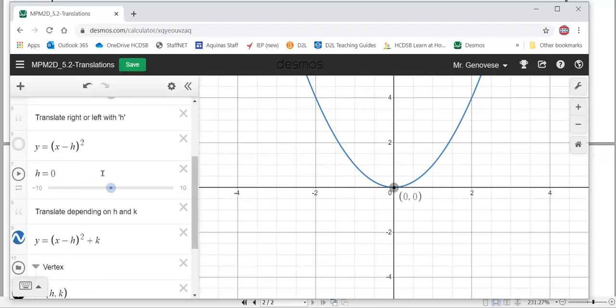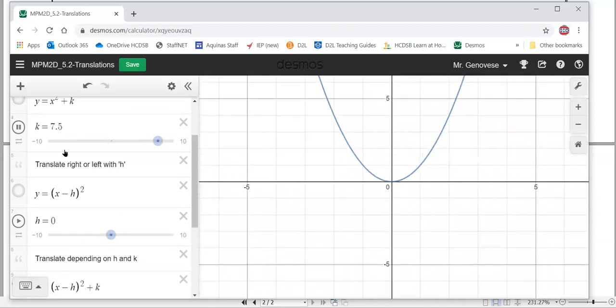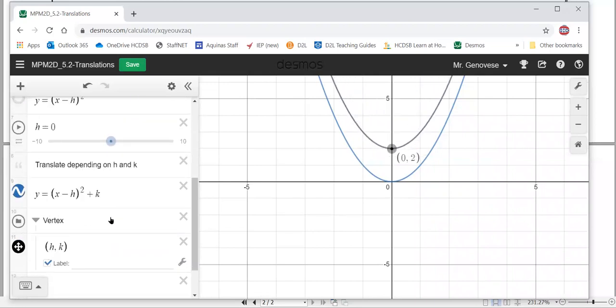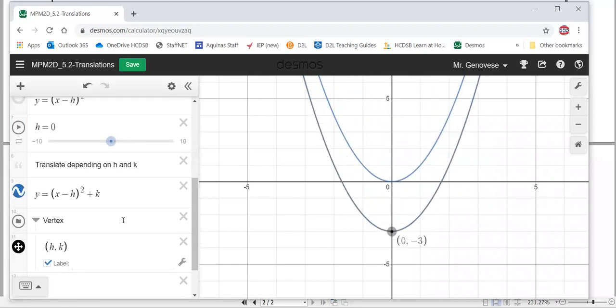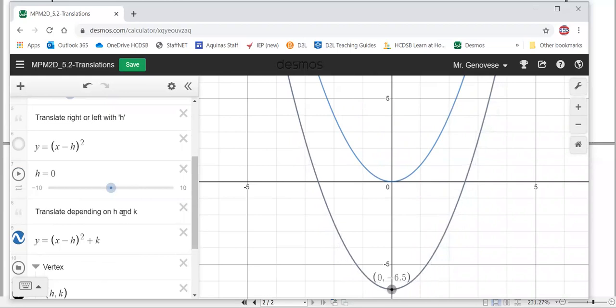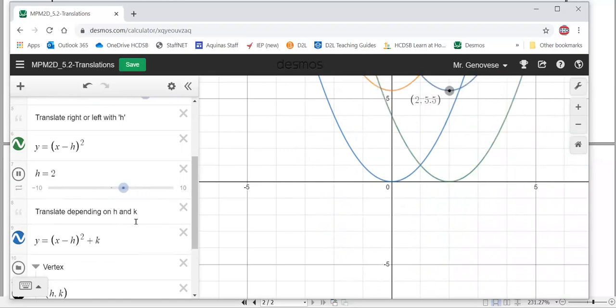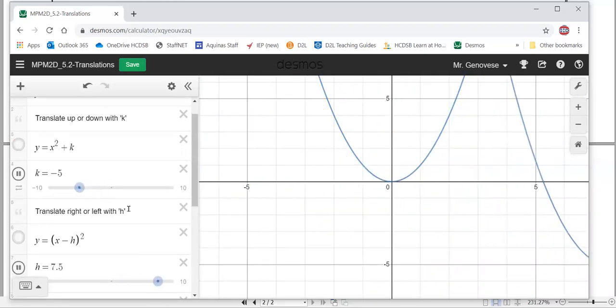So watch what happens here. I'm going to take the h and the k, and I'm just going to hit the play button on the translate and zoom out. I have to turn that graph on. As you can see, it's translating up and down. Then I can also translate left and right. Now we have everything happening. Let's make sure we get the right graph here.